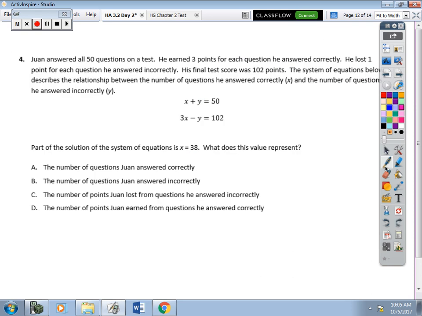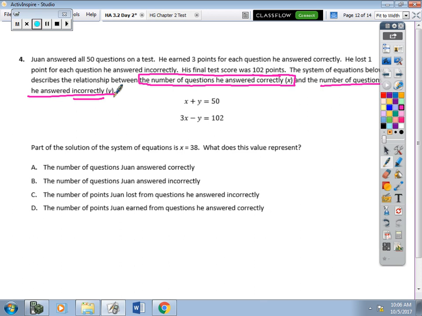And then this one says Juan answered all 50 questions on a test. He earned 3 points for each question he answered correctly. He lost 1 point for each question he answered incorrectly. His final test score was 102 points. And the system of equations below describes the relationship. So all of this junk up here was just given to write the equations, which they did for us. Now, we do want to pay attention to how they define the variables. The number of questions he answered correctly is our x variable. The number of questions that he answered incorrectly is the y variable.